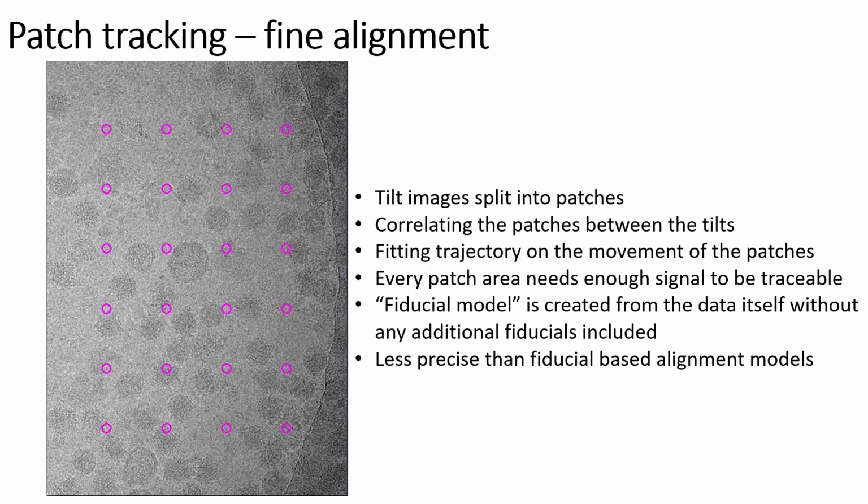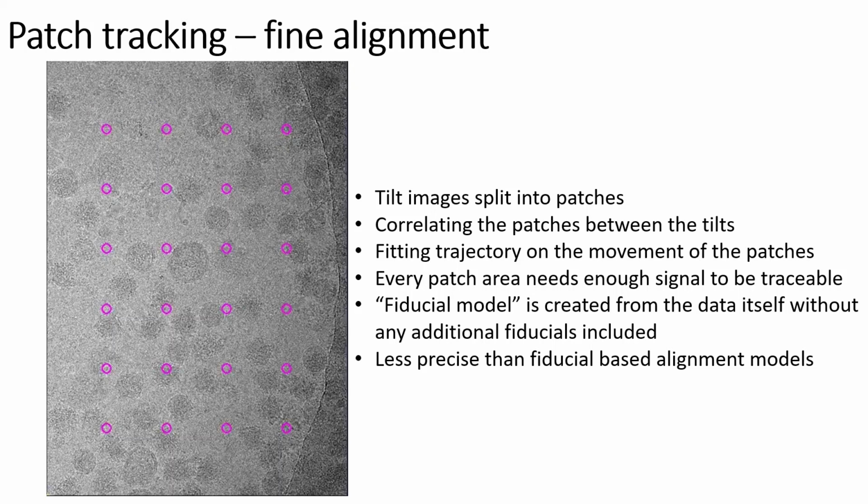For this, we have so-called patch tracking. What we are doing is splitting our image into patches. Here we are splitting it into 4 by 6 patches. And these patches are then cross-correlated in between the tilts of the tilt series. So this is very similar to coarse alignment. Nevertheless, here we are not coarse aligning the whole image of the tilt. We are coarse aligning overlapping patches of the single tilt images.